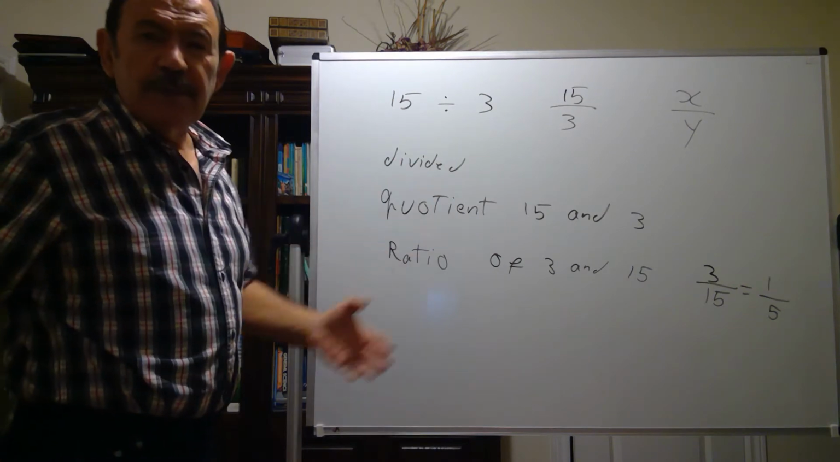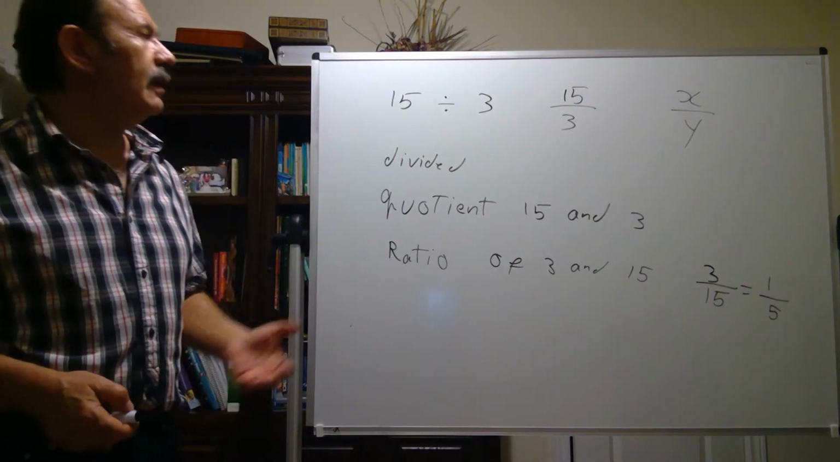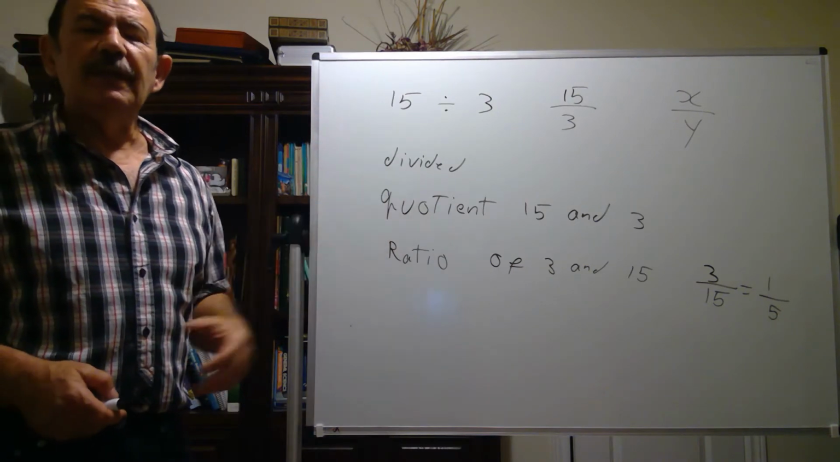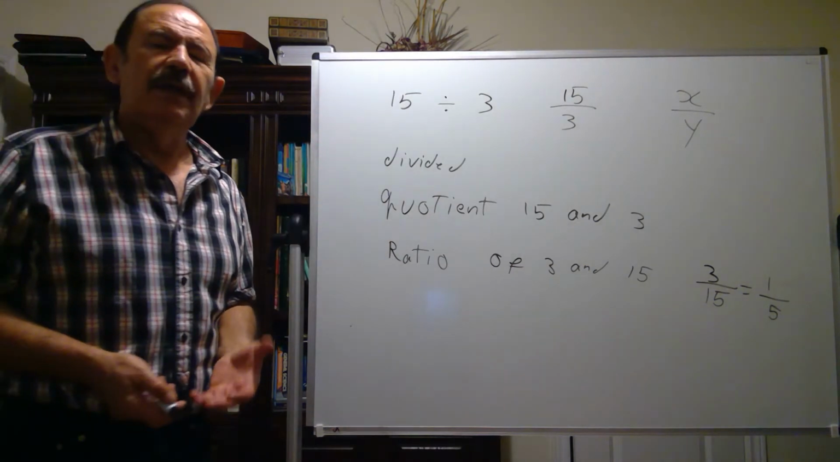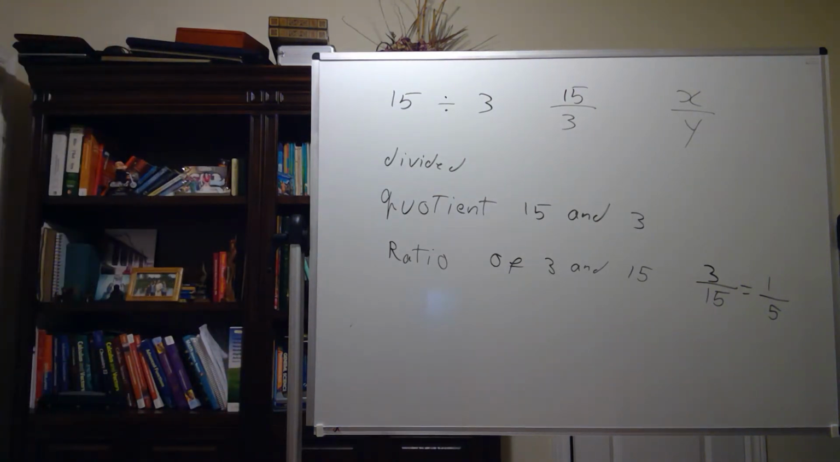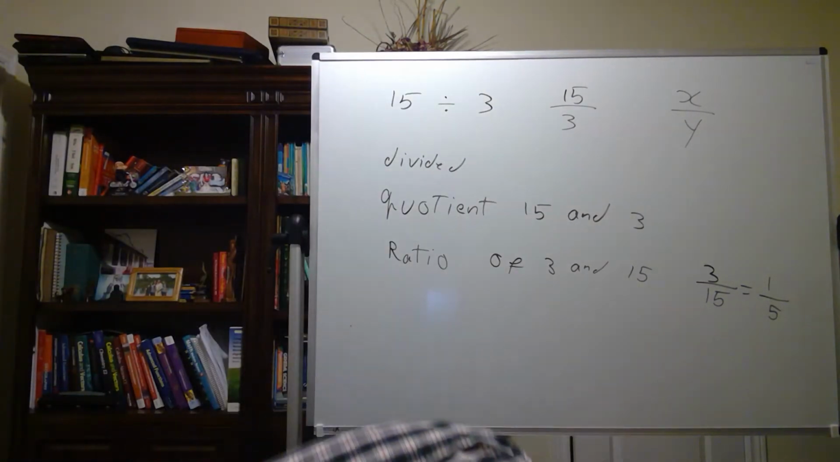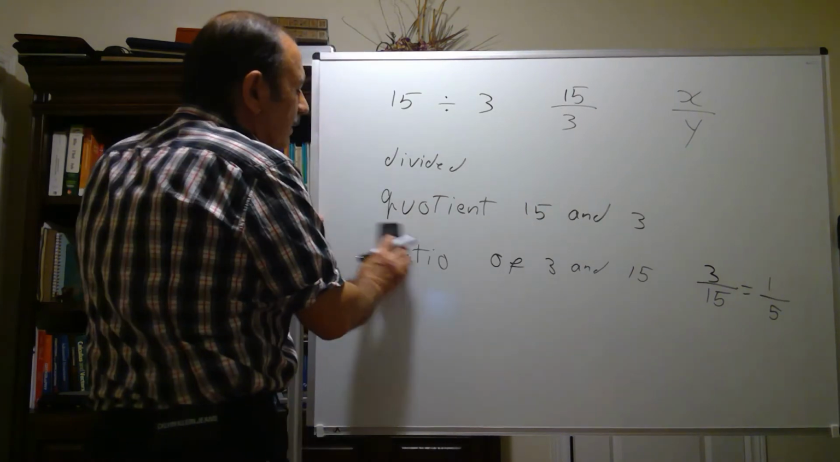Oh, for multiplication, I forgot one more word, which is product. Product of 5 and 3 means 5 times 3. Product again means multiplication. And for the power, power means exponent.